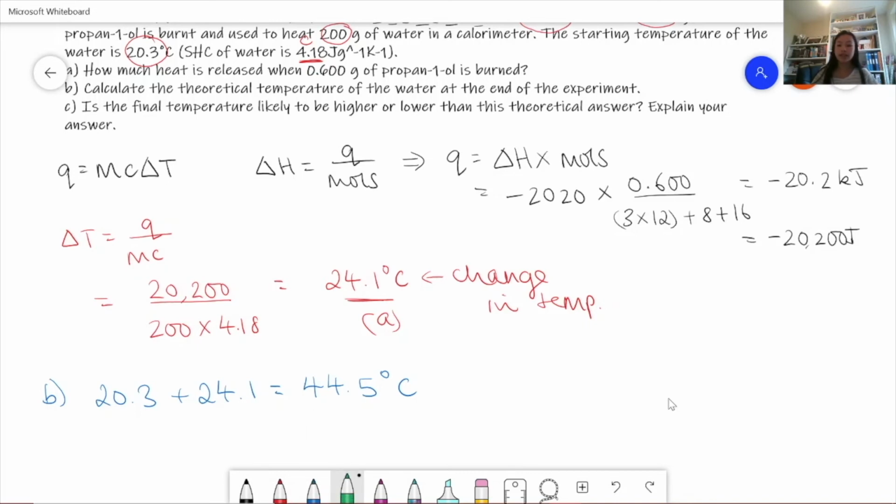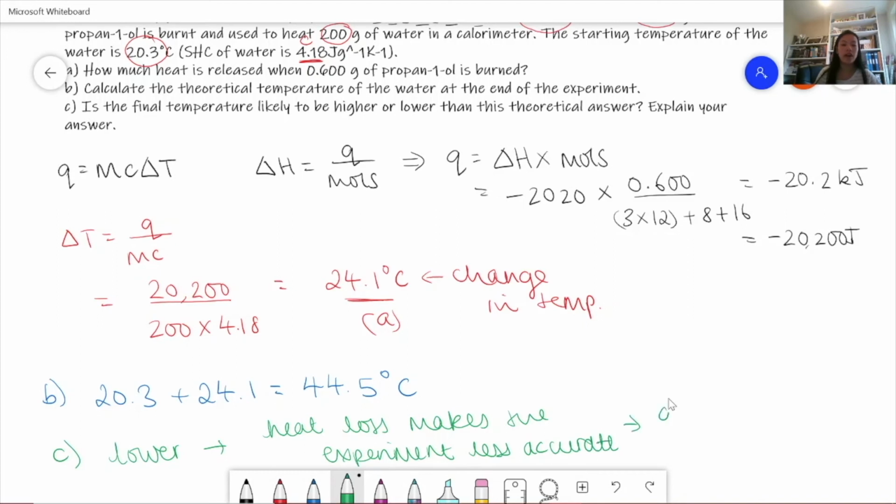And then for C, is the final temperature likely to be higher or lower than this theoretical answer? The answer is that it will likely be lower. And this is because lots of the heat will actually be lost to the air or also to the container that it was in. So heat loss makes the experiment less accurate.